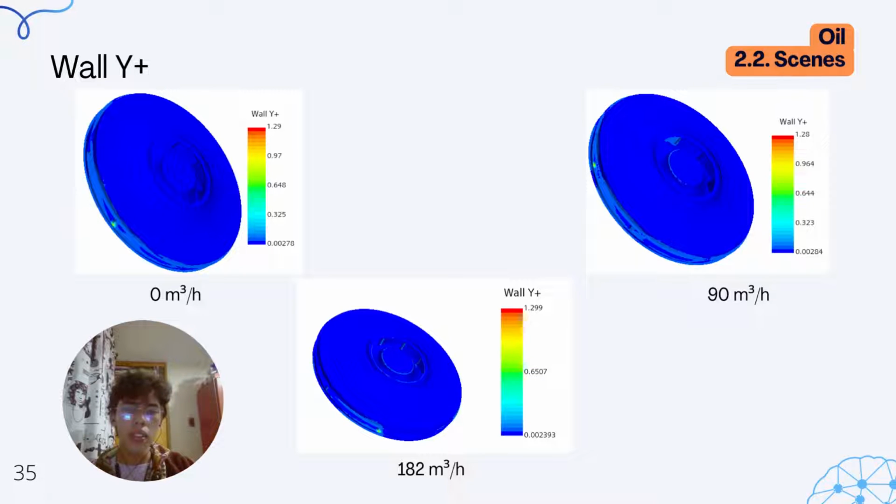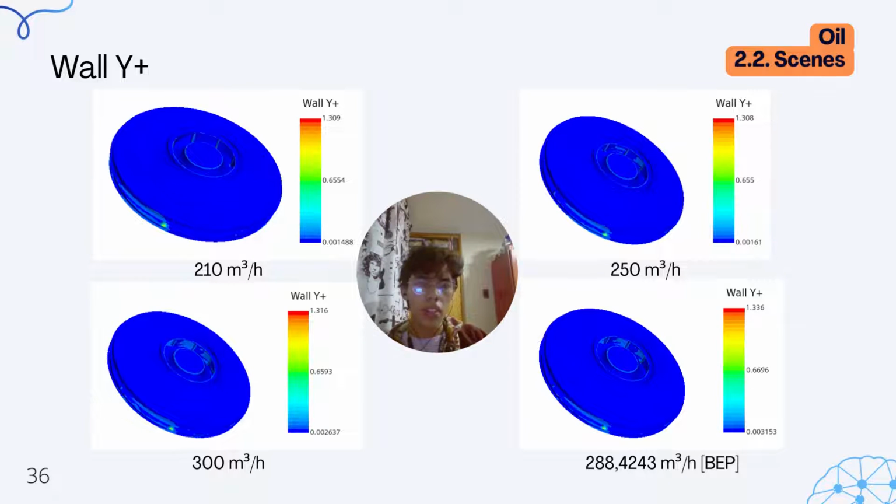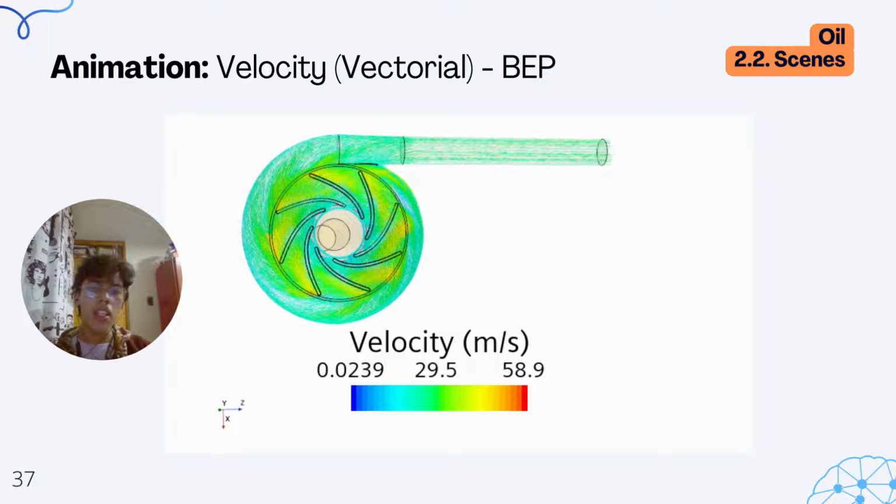Finally, we have the results of wall Y plus, and you can see the image of the wall Y plus for different flow rates. Here we have the rest of the scenes of wall Y plus for all the flow rates, and we can see that wall Y plus is a very good result because the value of this parameter is less than 1. And now you can see the animation of the vectorial velocity of the BEP flow rate.